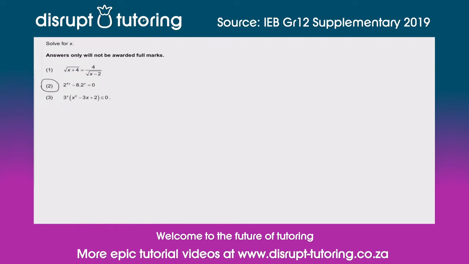Today we're going to deal with an algebraic equation, specifically an exponential equation, and we've taken this from the IEB's 2019 Supplementary exam. Right, so I'm going to rewrite the question. We're dealing with 2, so it's going to be 2 to the 4x minus 8 times 2 to the x equals 0. Right, so what I'm going to do, I'm going to take this to that side, and that's going to give me 2 to the 4x equals, it becomes a positive 8 times 2 to the x, right?